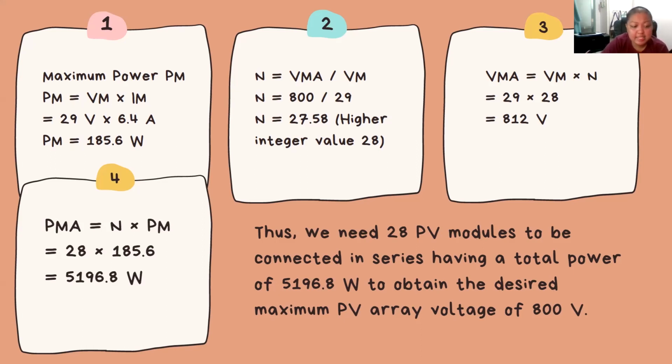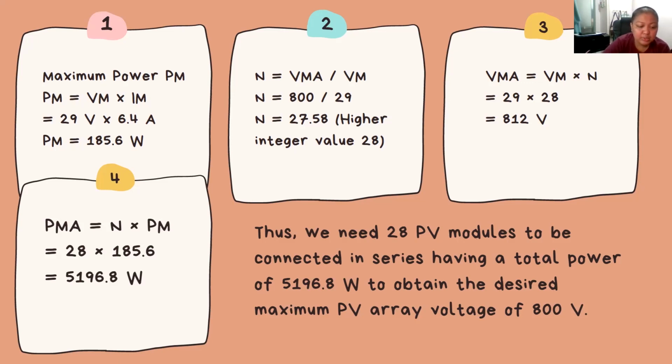The next step is, since we got a higher integer value for the number of modules, the values of V sub MA and V sub OCA will also increase. So V sub MA is equal to V sub M times the number of modules. From the given, V sub M is 29 volts times the number of modules, 28. So it will give us 812 volts. So we now have the value of V sub MA, 812 volts.